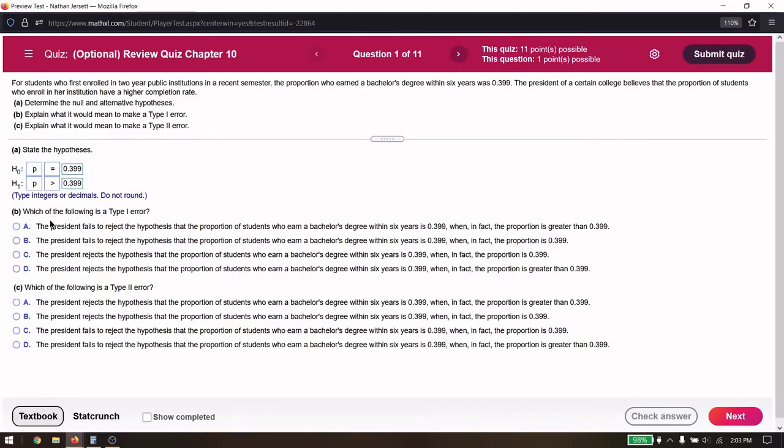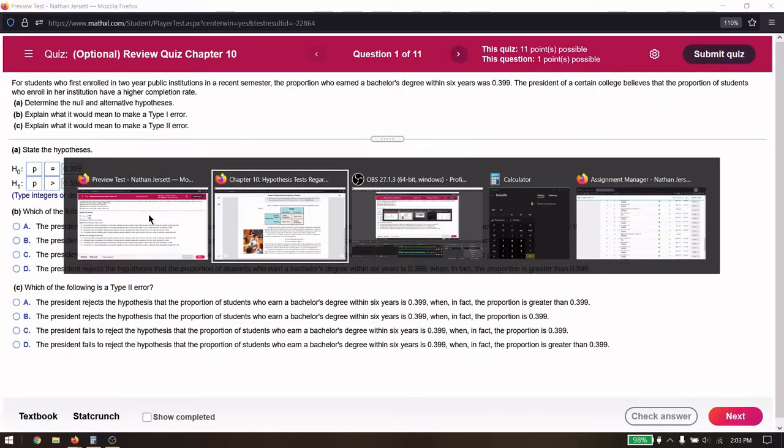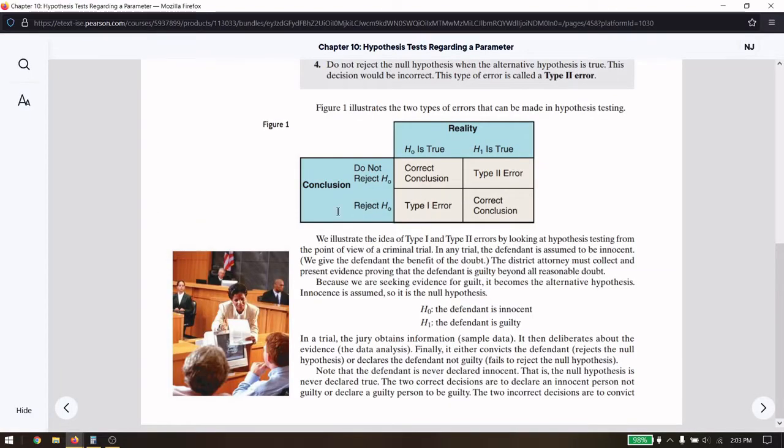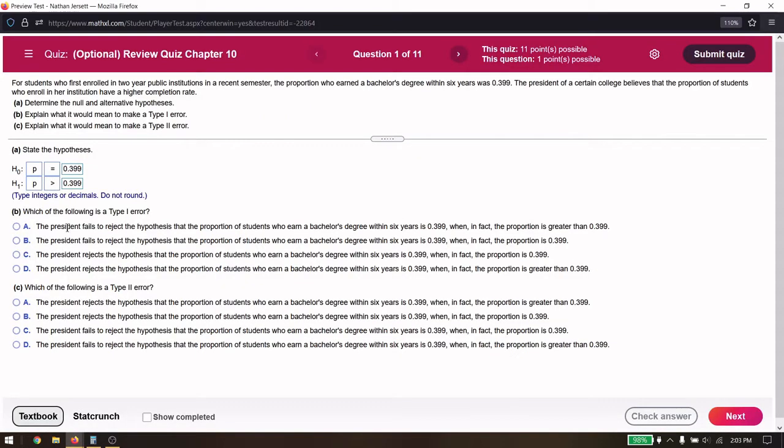For the first question, it says, which of the following is type 1 error? Type 1 error is when we reject H naught when it's actually true. Of the 4 possibilities, only 2 are where we reject the null hypothesis. It's going to be C or D. C says when in fact the population proportion equals 0.399. So we reject the null hypothesis when it's actually true. That's type 1 error.